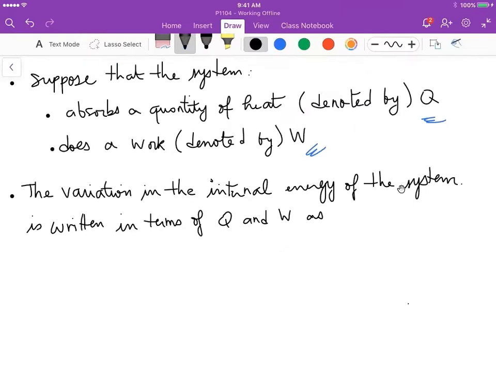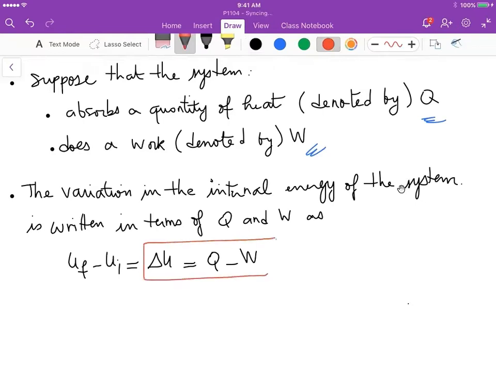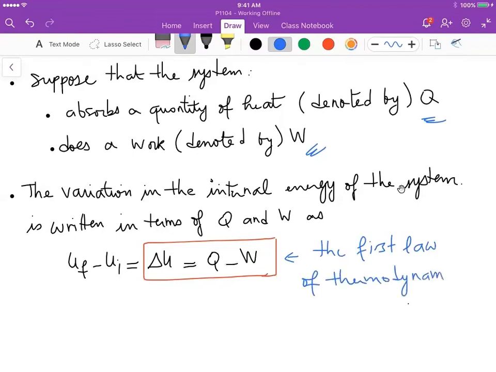So we can write down that U final minus U initial, which is given as delta U, is defined as Q minus W. And this is what we call the first law of thermodynamics, where Q is the amount of heat added to the system and W is the work done by the system. This is the first law of thermodynamics. Let's check that this relation satisfies our definition.